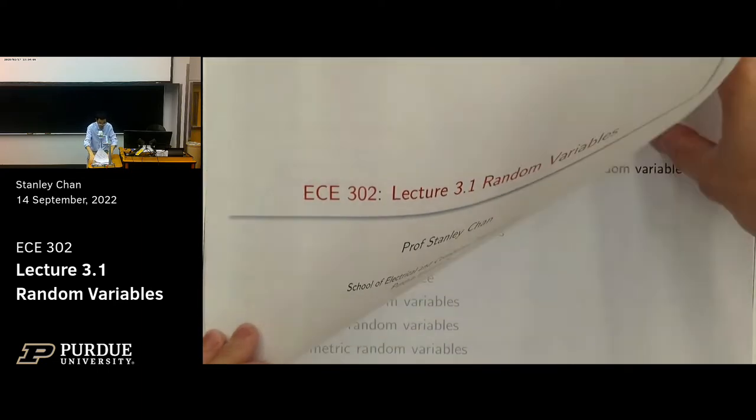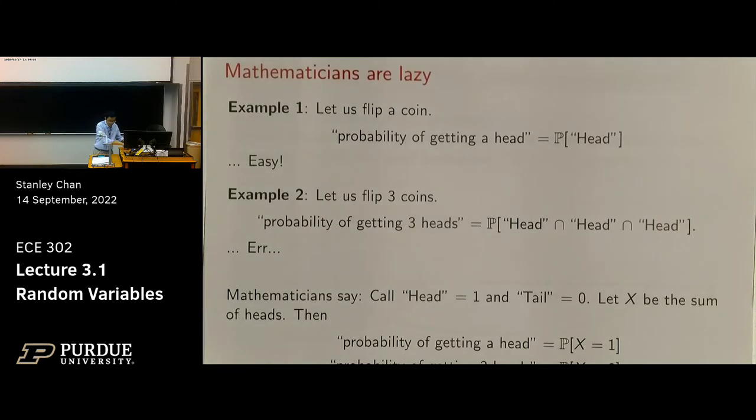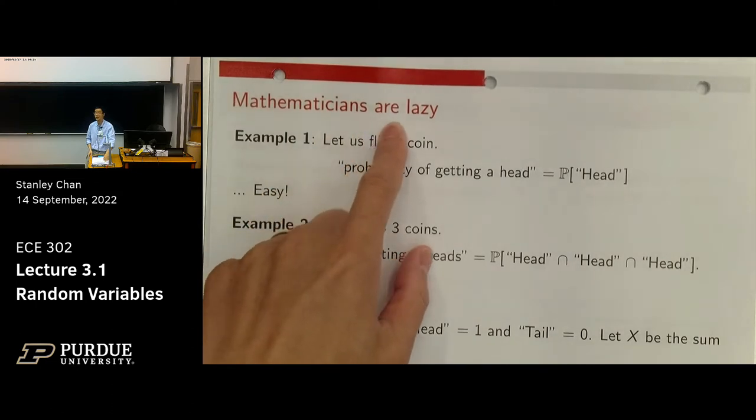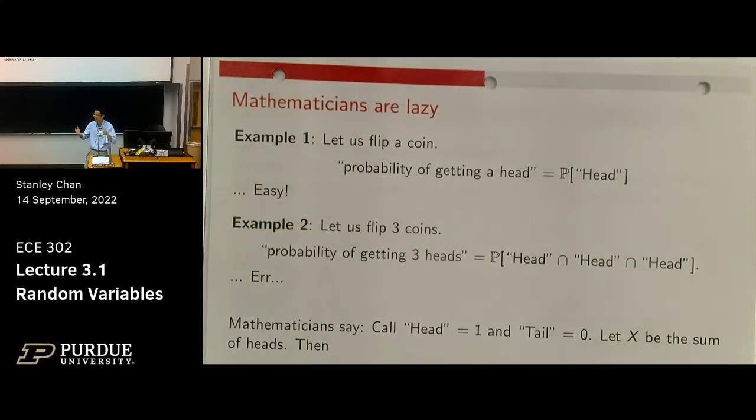Okay, so let's get started talking about the formal definition of a random variable. Now, first of all, why do we need a random variable? Throwing a die, that's so easy, 1 through 6. Why do we need to define a random variable? And here's the reason. Because mathematicians are lazy. You can read it with me, mathematicians are lazy.